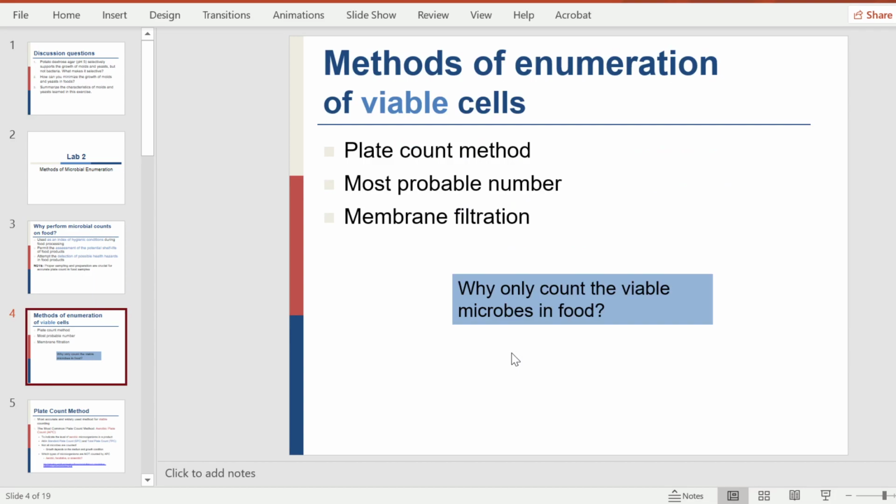So we have a few different methods of enumeration for viable cells. We have our plate count method, most probable number, and membrane filtration. We'll be talking about all those today.